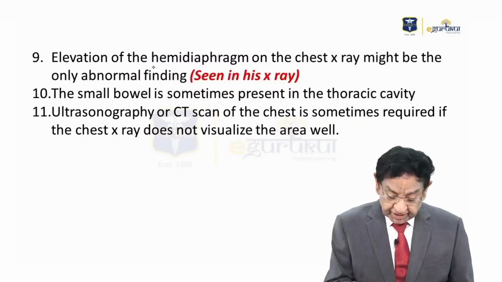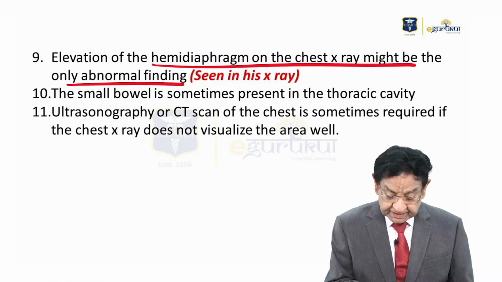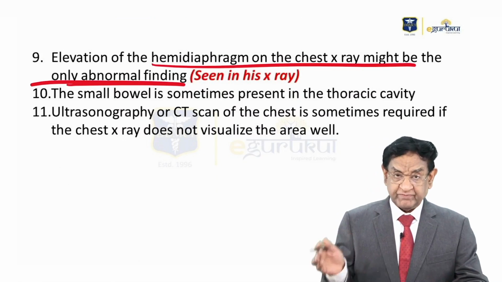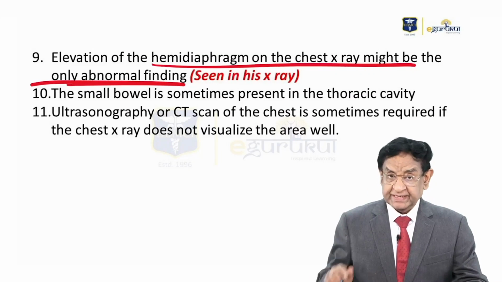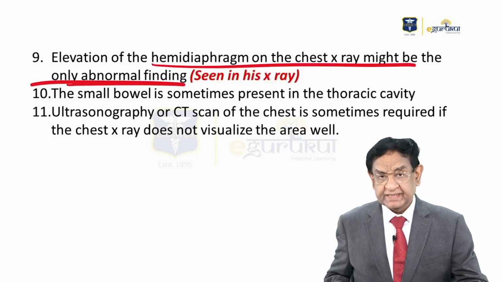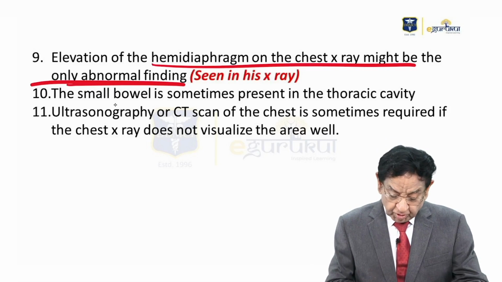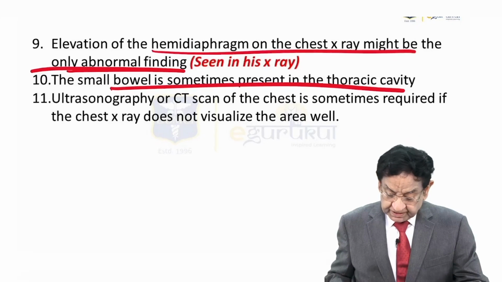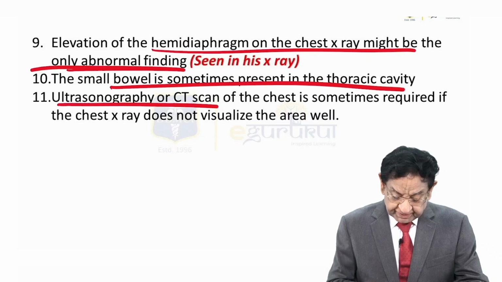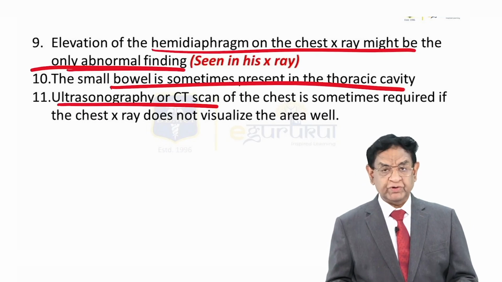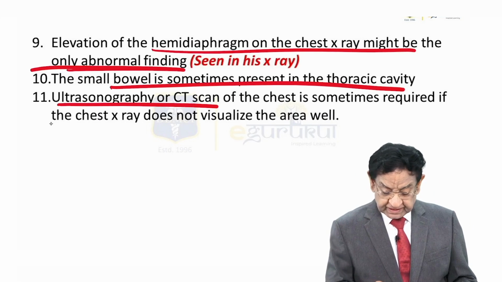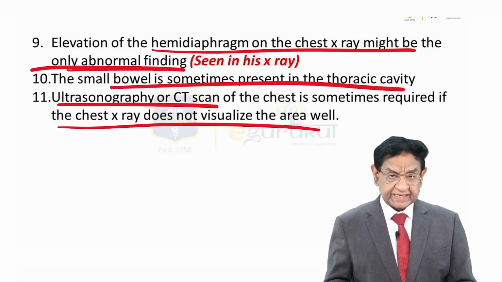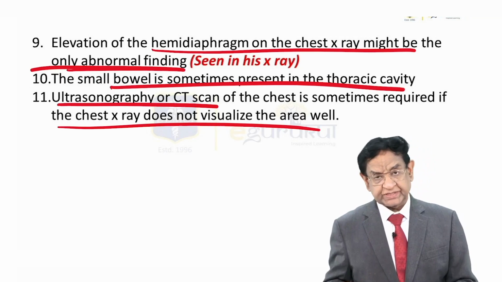Well, elevation of the hemidiaphragm on the chest X-ray can be seen. Sometimes it is the only finding. Even in our X-ray the diaphragm was raised, but additional findings are there. We could see intestine in the chest. Small bowel is present in the thoracic cavity, like in our case. Well, we can have better definition by ultrasonography or CT chest if the chest X-ray is not clear about it. So these are the additional things, but the first thing is always the chest X-ray.